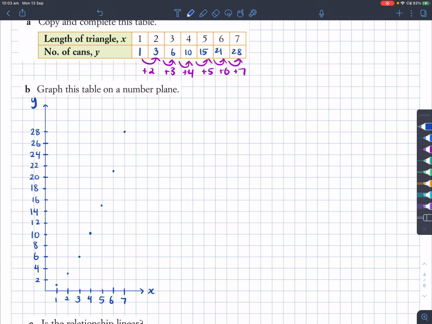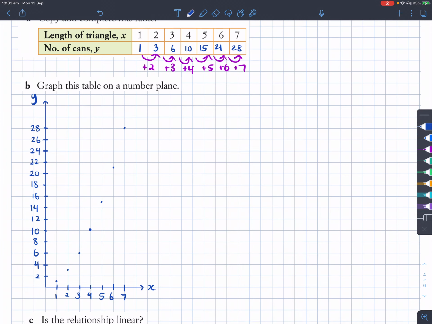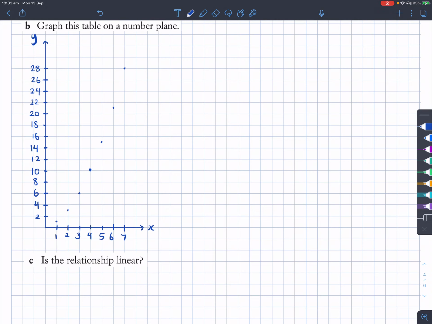Now you can see that if you were to use a ruler, in this case my iPad, I can make a straight line like that. That doesn't actually pass through all the points. When you actually draw a line that connects the dots, it looks like this. In fact, this is a curve. So is the relationship linear then? No, it's not. It doesn't make a straight line. So for question C, the answer is no, it's not linear.